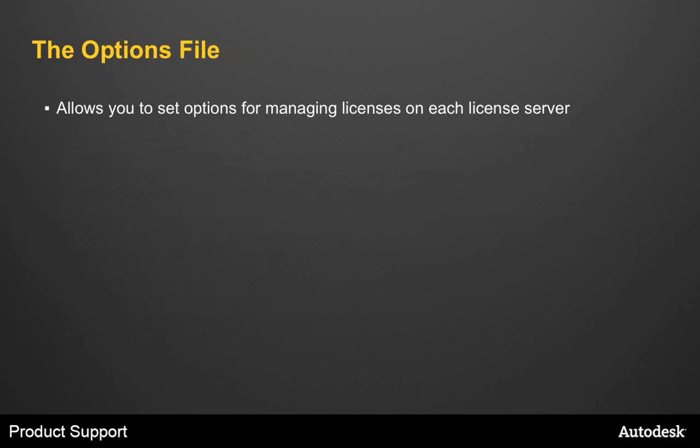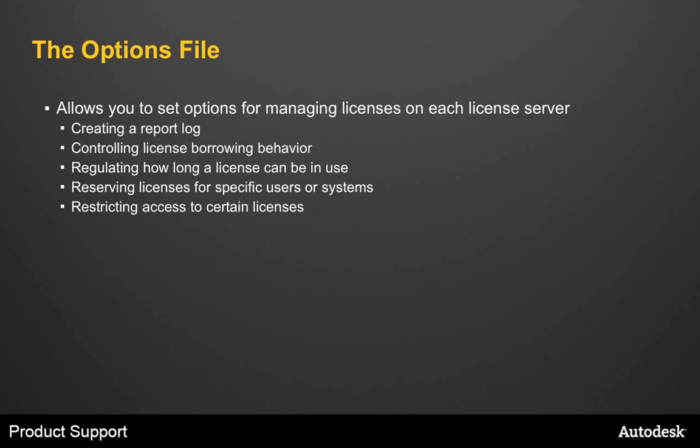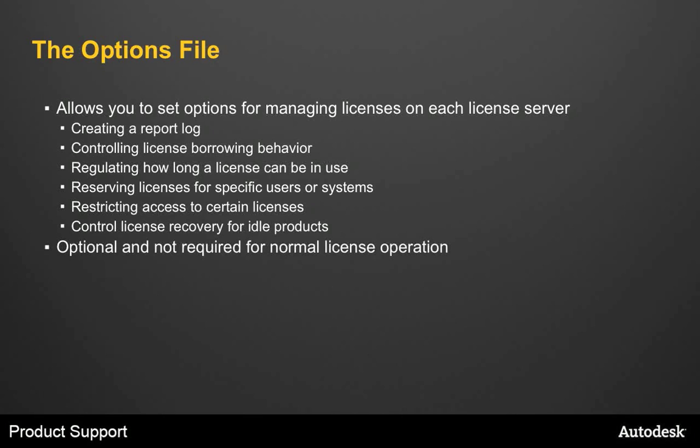An options file allows you to set options for managing licenses on each of your license servers. Using an options file, you can create a report log, you can control license borrowing behavior, you can regulate how long a license can be in use, or reserve licenses for specific users or systems, and restrict access to certain licenses, and control license recovery for idle products. An options file is optional, and it's not required for normal license operation.